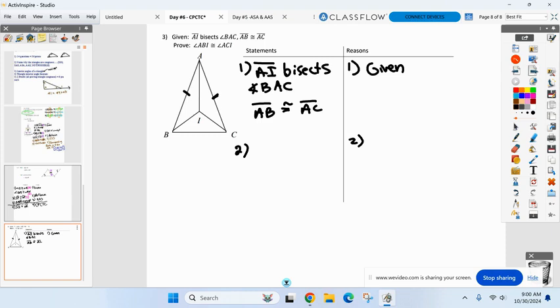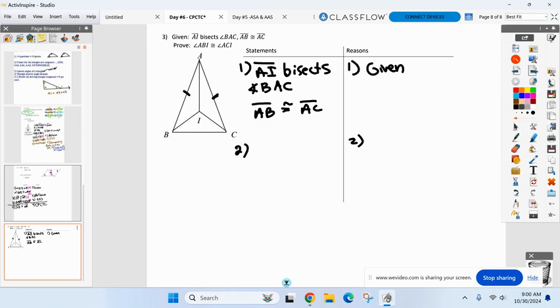Look at the proof statement. Find those two angles for me. Find angle ABI and angle ACI on your diagram right now. You see the two triangles that they're in? Those are the two we need to prove congruent. Okay, so your proof statement will tell you what triangles you need to prove if there's multiple triangles in the diagram, which there are in this case.